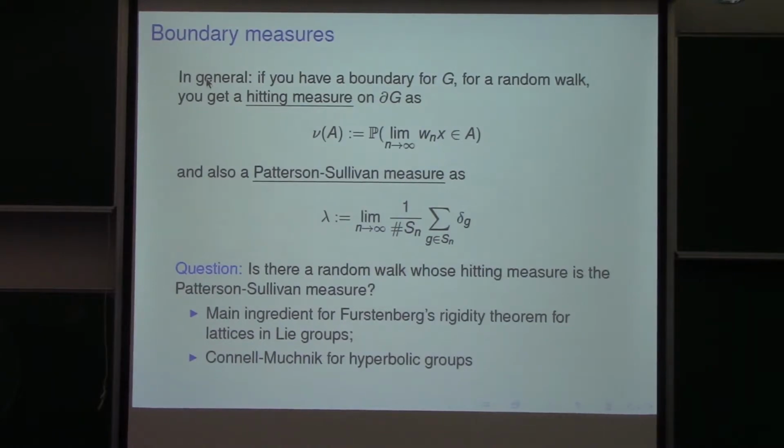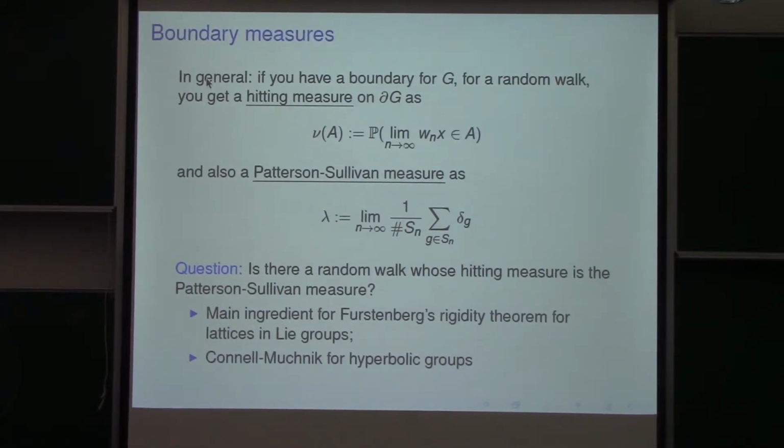Any more questions? Wait, so you said the reason why we like random walks is because they're easy to simulate. That's one reason, yeah. But Furstenberg's measure, which gives you Patterson-Sullivan, it's not easy to simulate. In fact, you have a random walk, but it's impossible to. That's exactly right.